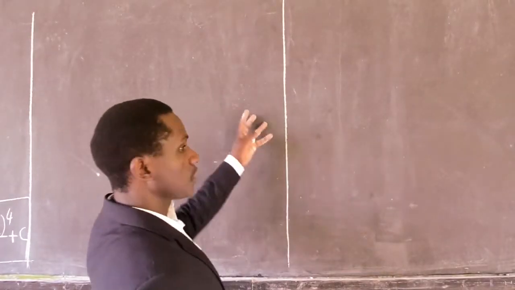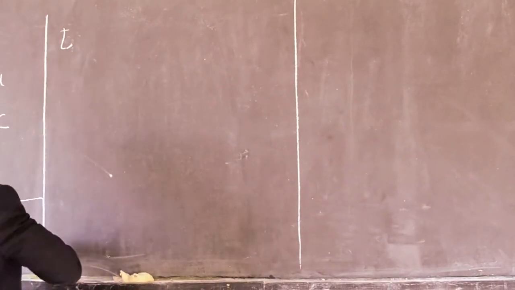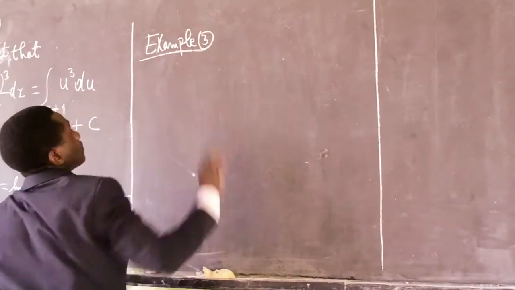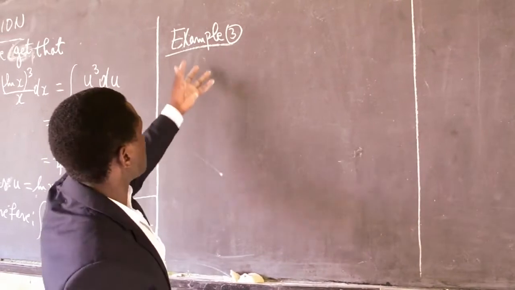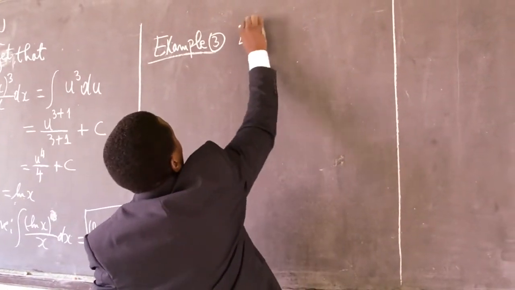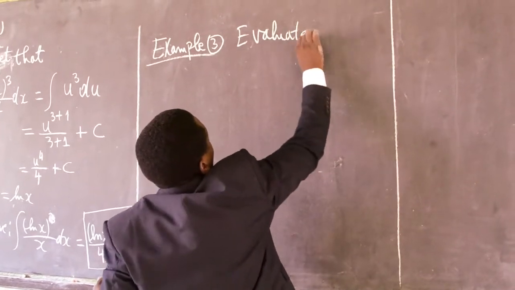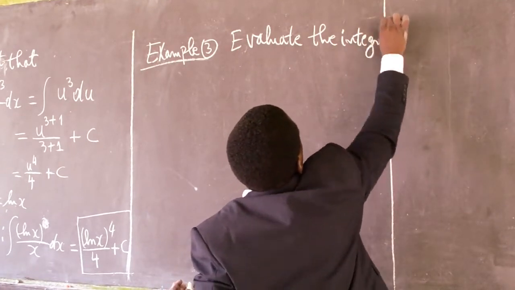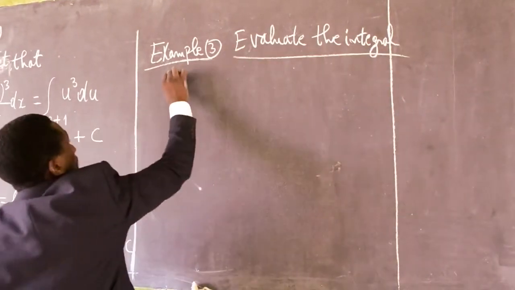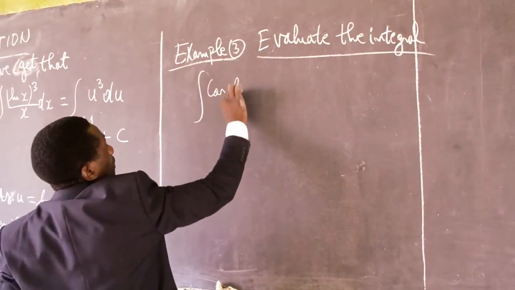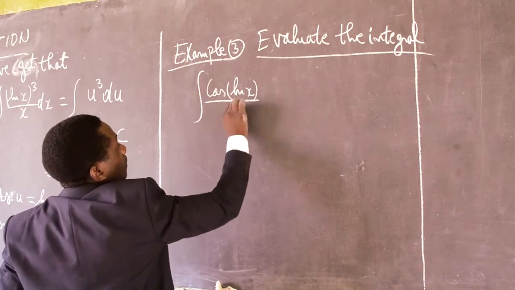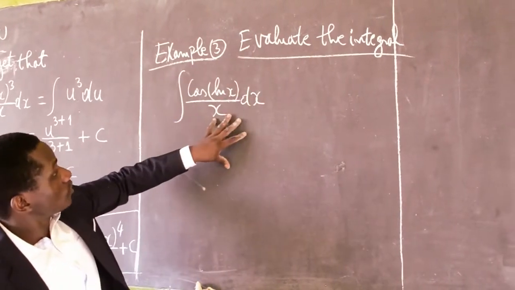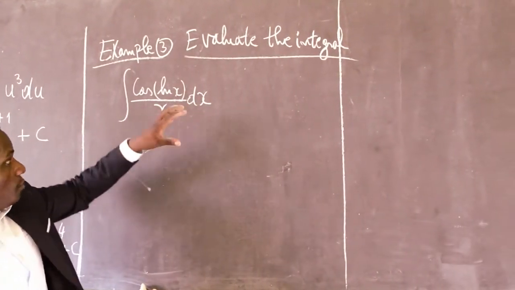Let us continue with example number 3. Example number 3 concerning integration by using change of variable method. We need to evaluate the integral. Consider the integration of cosine ln x over x dx. So, to evaluate this integral, we need to use the change of variable method.